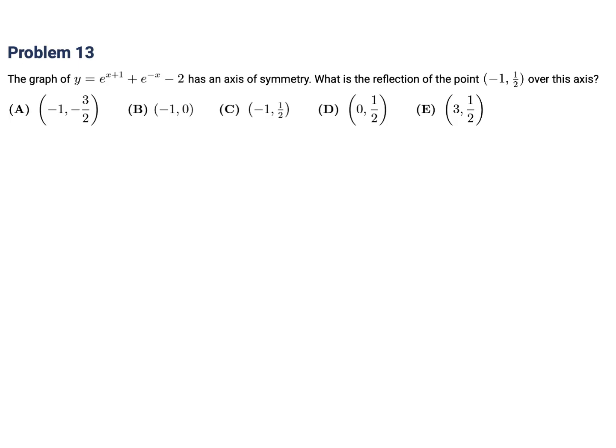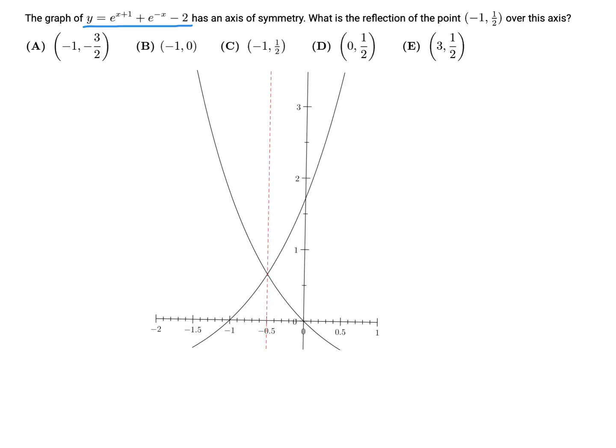The graph of y equals e to the power of x plus 1 plus e to the power of minus x minus 2 has an axis of symmetry. What is the reflection of the point -1.5 over this axis? What I would do is just make a quick sketch of it. e is equal to 2.7 or something. And when you do, this is what you'd get. Now, the red dashed line down the middle is the axis of symmetry, and that axis will help us figure out the answer to this question.